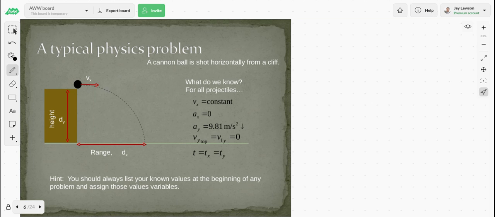So here we go. A typical physics problem. Here's one you'll see time and time again. You'll have it on your test, just different values. You'll have it on a quiz. This is what it's going to look like. So a cannonball is shot horizontally from a cliff. Okay, so what do we know? Your first step, and luckily it's done for you here, is to draw a picture.